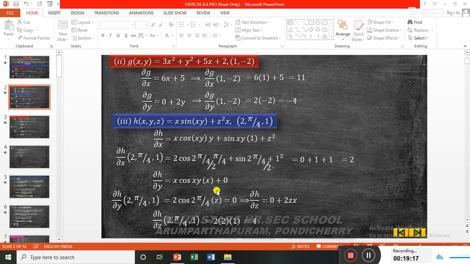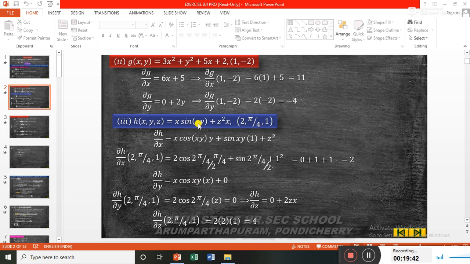The next step is dou h by dou y. Now I calculate dou h by dou y. You see x is a constant, so I only differentiate y. So x into, there is a y function in the sine, so I differentiate the sine. Differentiation of sine is cos xy, and differentiation of xy, that means I differentiate only y. So differentiation of y is 1.